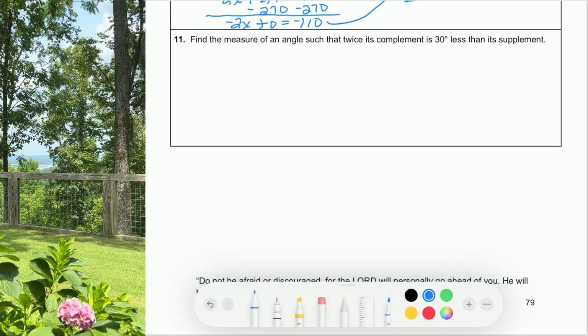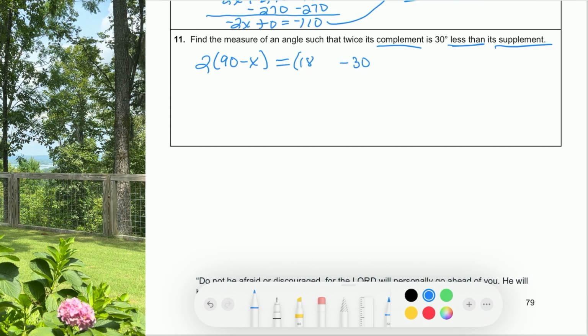Number 11, find the measure of an angle such that twice its complement, so we're going to be finding something about a complement, is 30 less than its supplement. So we're going to be using both of these. All right, so find the measure of an angle such that twice the complement. Well, the complement is 90 minus x, and it tells us we're going to twice it. So I need to multiply it times 2. Is, so equals, 30 less than, that's that turnaround phrase. So now I'm going to be subtracting 30 from something. So 30 less than its supplement. So supplement goes in the front of that. So 180 minus x.